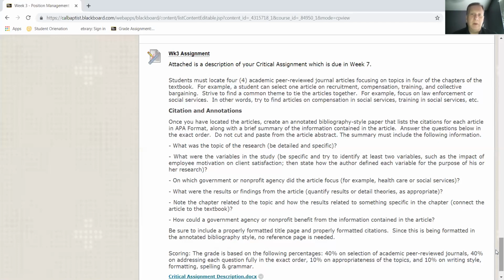So the way in which you'll want to make it look is your title page, and then for your first annotation, the citation in APA format, and then your analysis. Then your second citation, and then your analysis. Your third citation, analysis, and so on for all 4 of those journal articles. So that's your written assignment for this week.